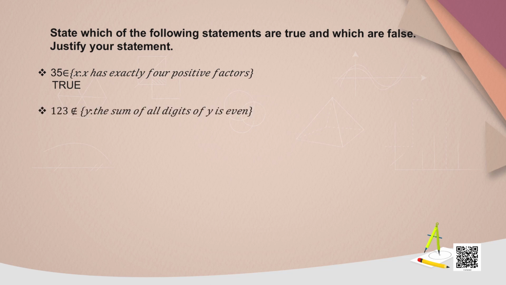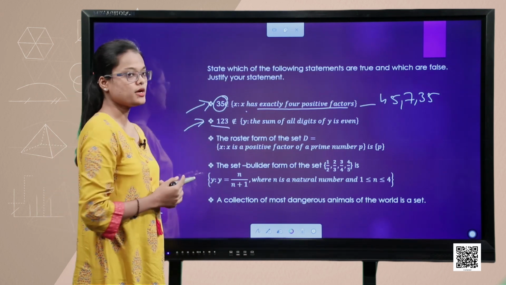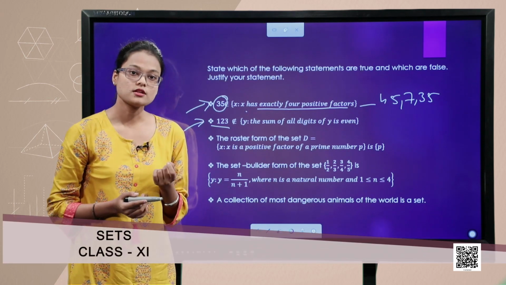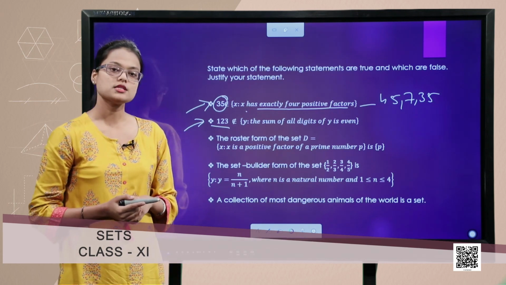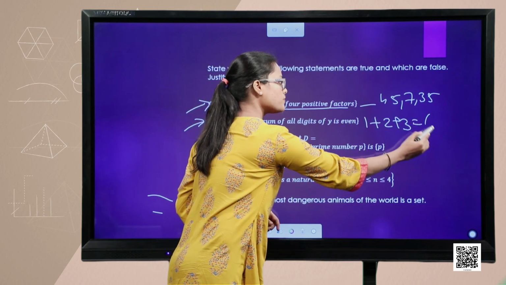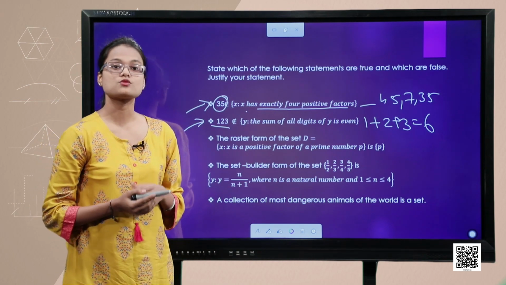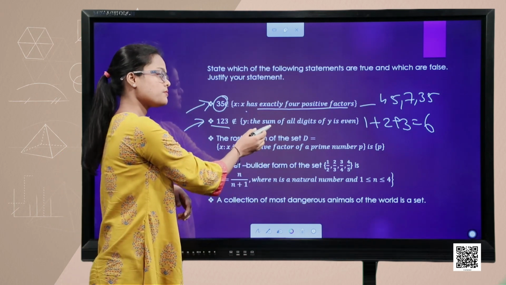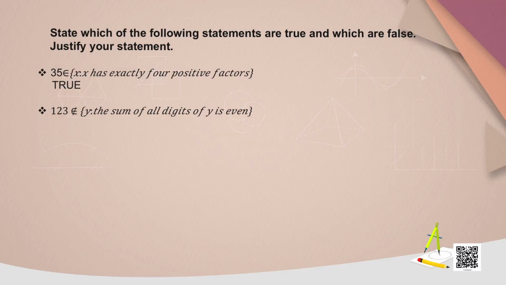Next statement, 123 does not belong to the given set, where this set is the set of numbers whose sum of digits is even. That means if I sum up the digits of this number 123, then if it is even, it must belong to the set, and if it is not even, it does not belong to the set. So what is the sum of its digits? 1 plus 2 plus 3, it is 6. 3 plus 2 is 5, 5 plus 1 gives you 6, and it is an even number. That means 123 is a member of the set, but the statement says that it does not belong to the given set. This shows that the statement is false.